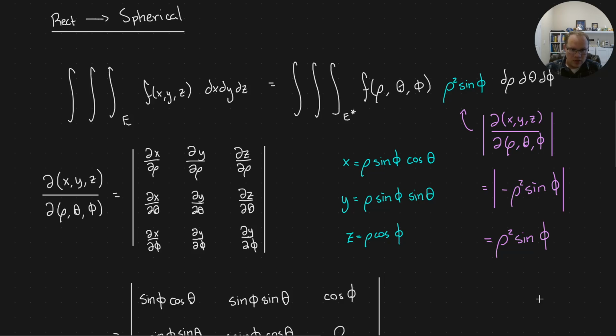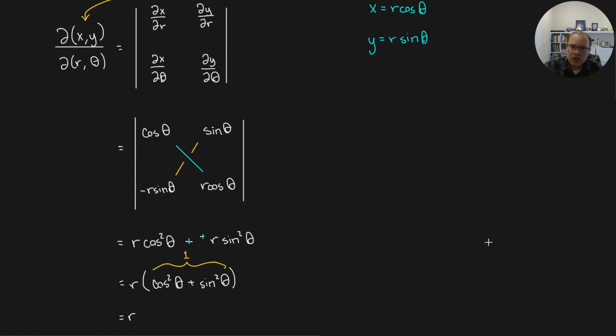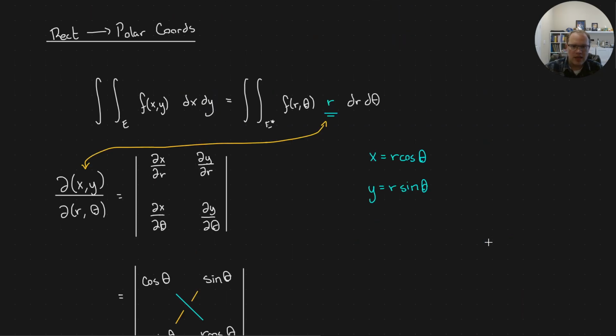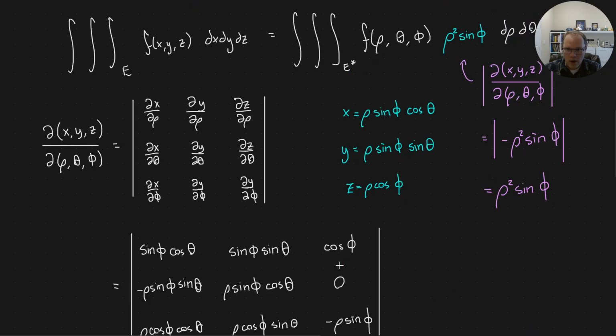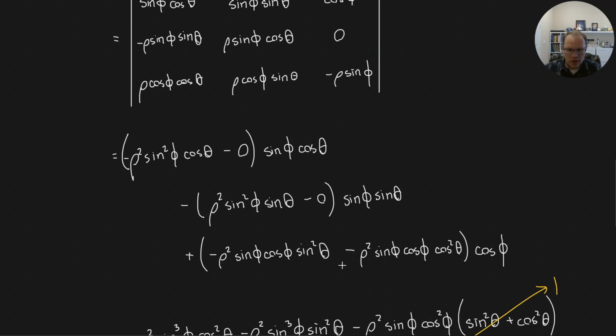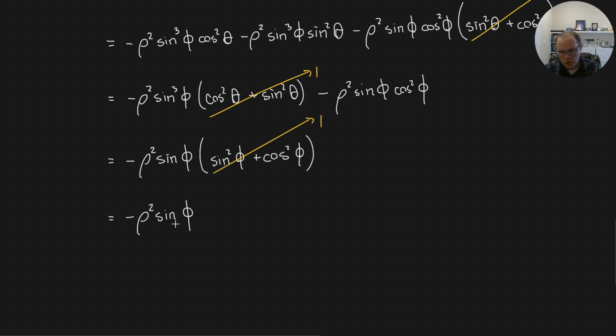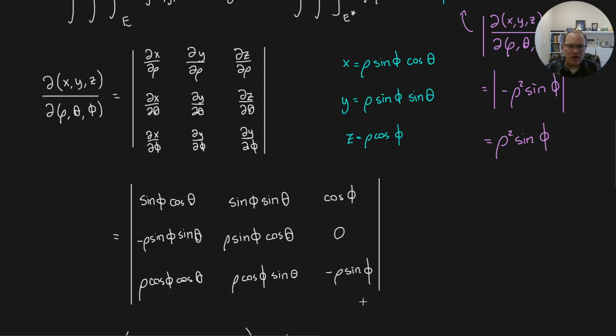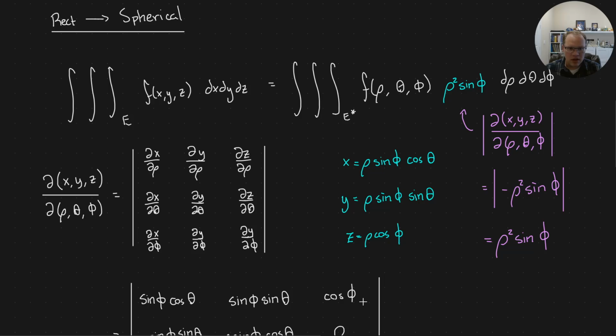Okay? So that gives you an idea of how to do those Jacobian determinants, and it confirms the results that we have already looked at. That when we convert to polar coordinates, we need that extra factor of r to make it work. When we convert to spherical coordinates, we need that extra factor of rho squared sine phi to make it work, to offset the changes that the transformation applies to the space.